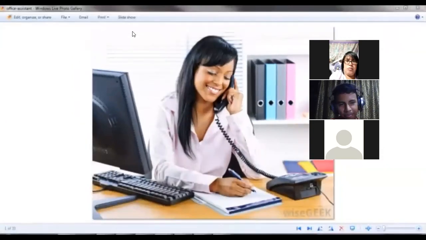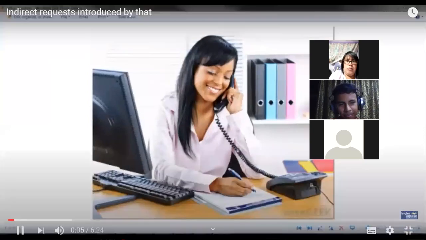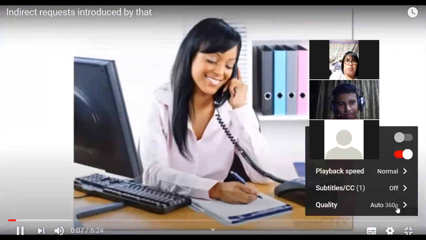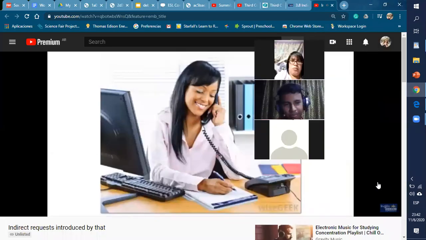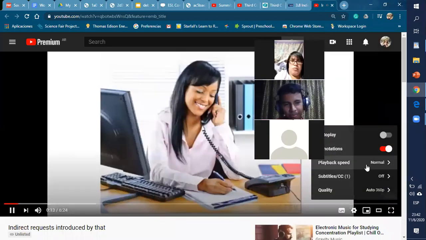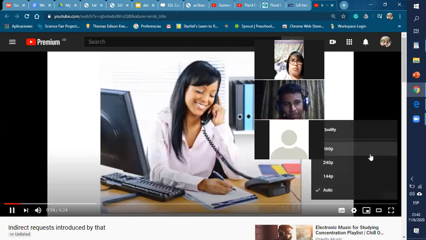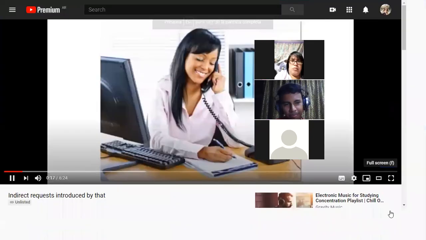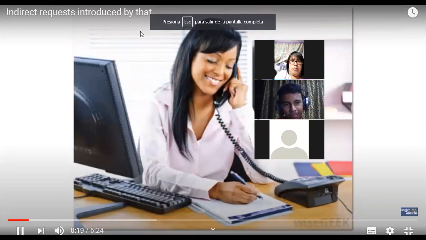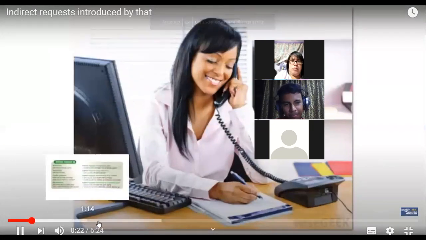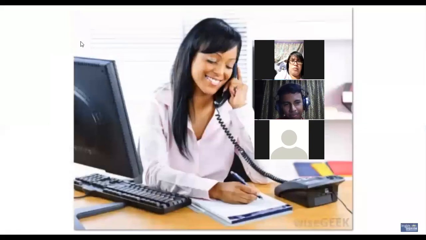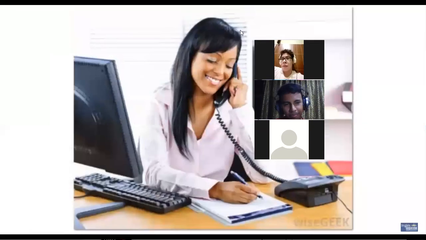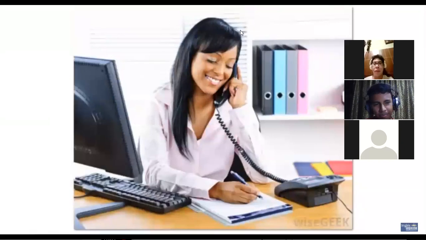Hi, everyone. By the end of this class, you'll learn how to make indirect requests. We will focus on turning statements into indirect requests. Now, let's discuss what indirect requests are. So, indirect requests means that you want to give a message to someone who is not present or not available. Let's say, for example, you call a person and the person is not there, and you leave a message for that person. Well, this is what we call an indirect request.